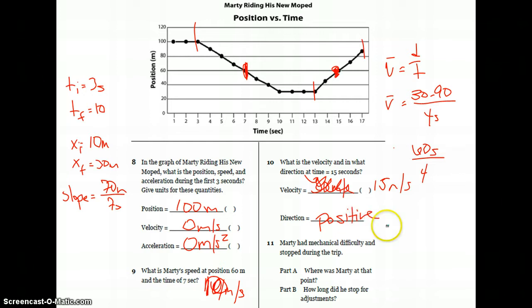Flint, you want to take number 11? If we're looking at number 11, that's where Marty had mechanical difficulty and stopped during the trip. The only place where he stopped once he started was in the middle, between 10 seconds and 13 seconds, and you know that because the slope of that line is 0, and the slope of the line on a position-time graph represents velocity. So if the slope is 0, the velocity has to be 0. Therefore, Marty is not moving at that point, so he must have had mechanical difficulty at that point. And at that point, he was at 30 meters, and he stopped for 3 seconds. Yep.